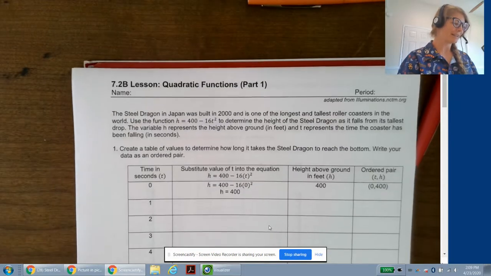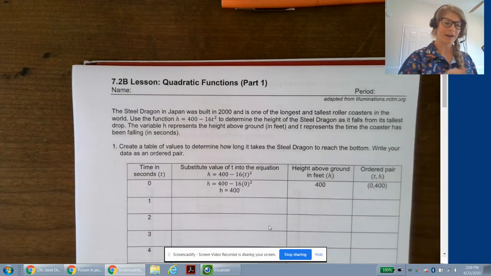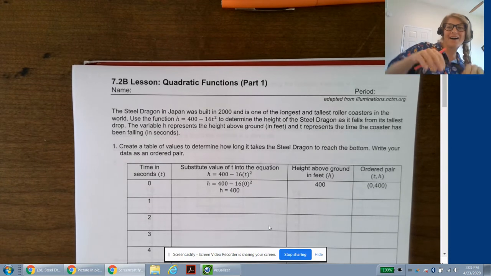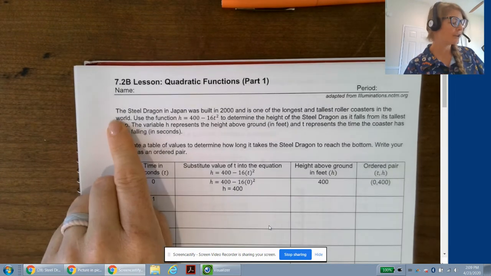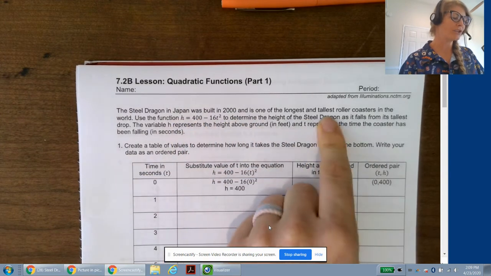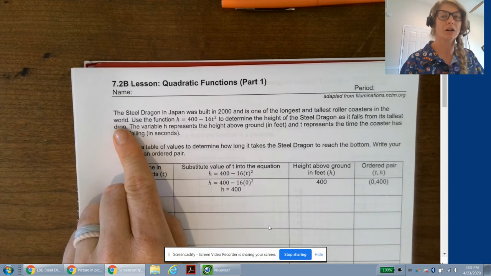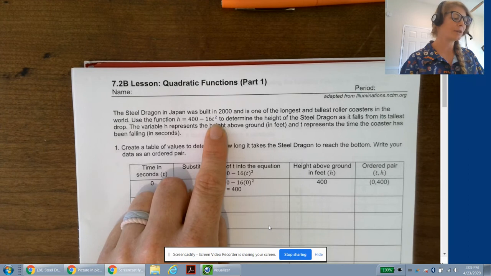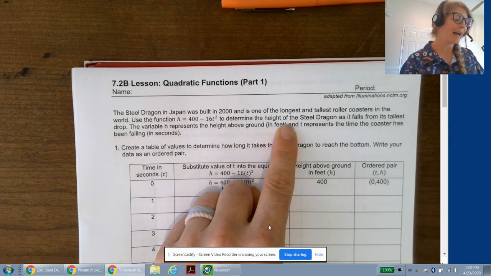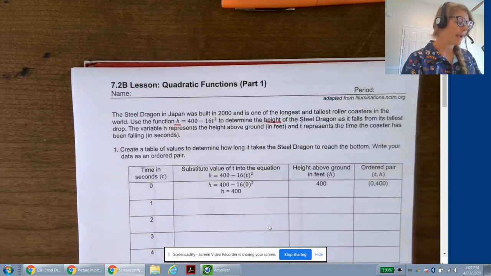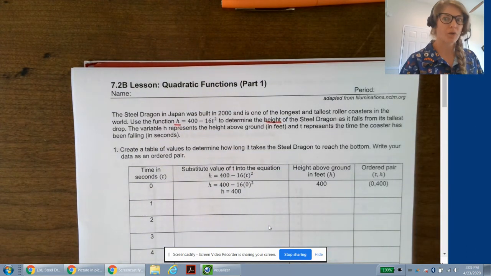Okay, so like I said, 7.2b, lesson quadratic functions, part 1. And what we're going to be looking at first is a roller coaster of fun. The Steel Dragon in Japan was built in 2000 and is one of the longest and tallest roller coasters in the world. We're going to use the function h equals 400 minus 16 times t squared to determine the height of the Steel Dragon, h, the height, as it falls from its tallest drop.